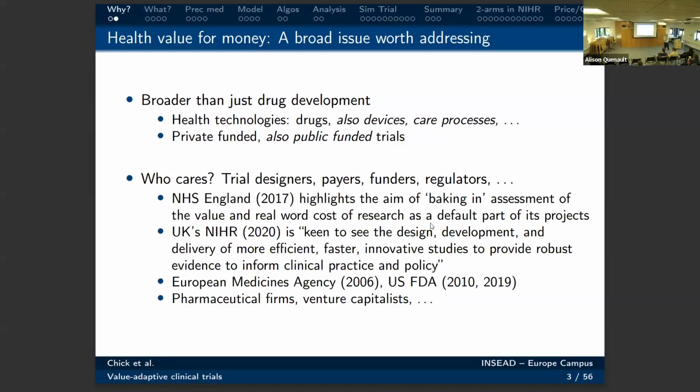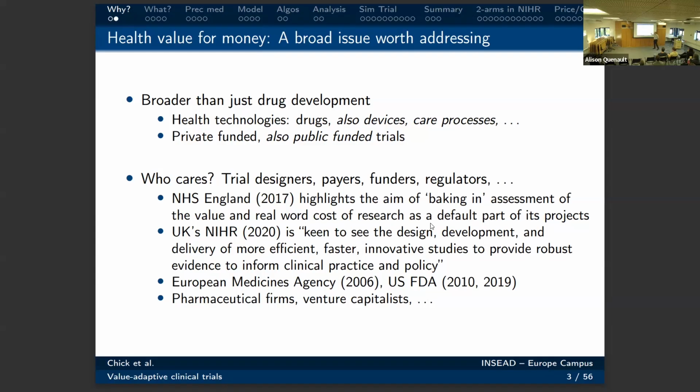And a lot of people care about this. It turns out, about the time when I was getting started and interested in this topic, there was a very interesting quote from NHS England, highlighting the aim of baking in the assessment and value of real-world cost of research as a fundamental part of projects. So is it worth it? Should I fund you?